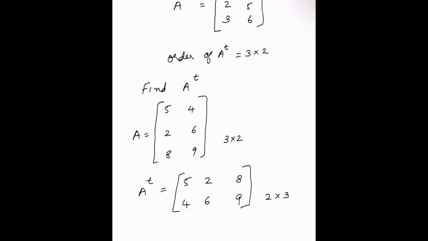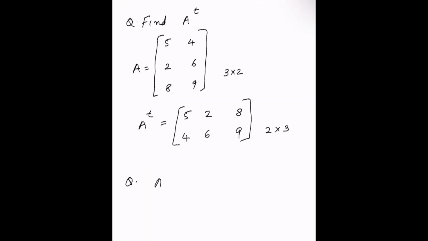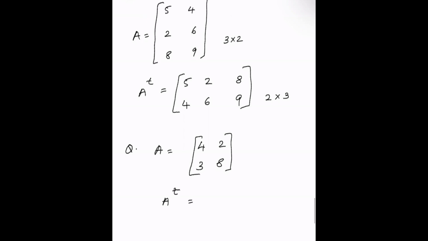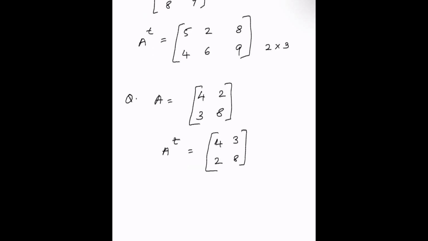Now I'll ask another question. A is equal to 4, 2, 3, 8. Can you help me to find A transpose? 4, 3, and then 2, 8. This is how you write it. 4, 3, and 2, 8. So this is about transpose.